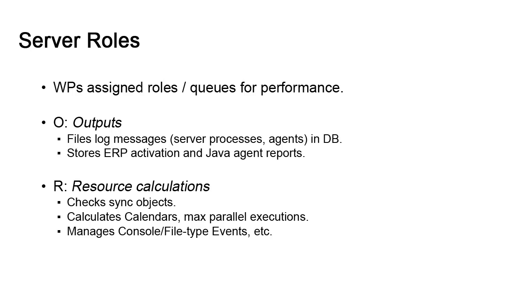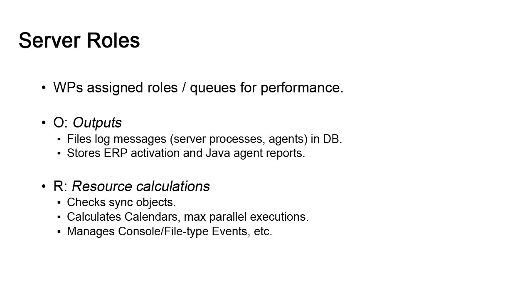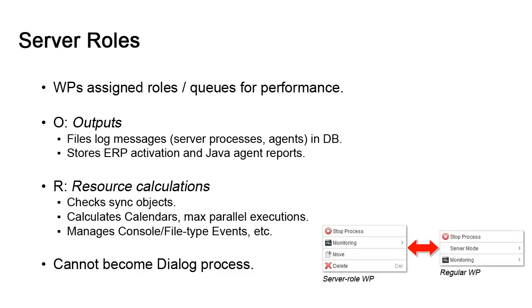When the system is initially started, the PWP is assigned both O and R roles. As the instance grows and you add WPs, server roles will be distributed to the new WPs. There is only one WP with the O role and one with the R role. We briefly mentioned this in another video. No PWP or server role WP can be given dialog responsibilities. When you right-click on the server role WP, you cannot see the server mode function.